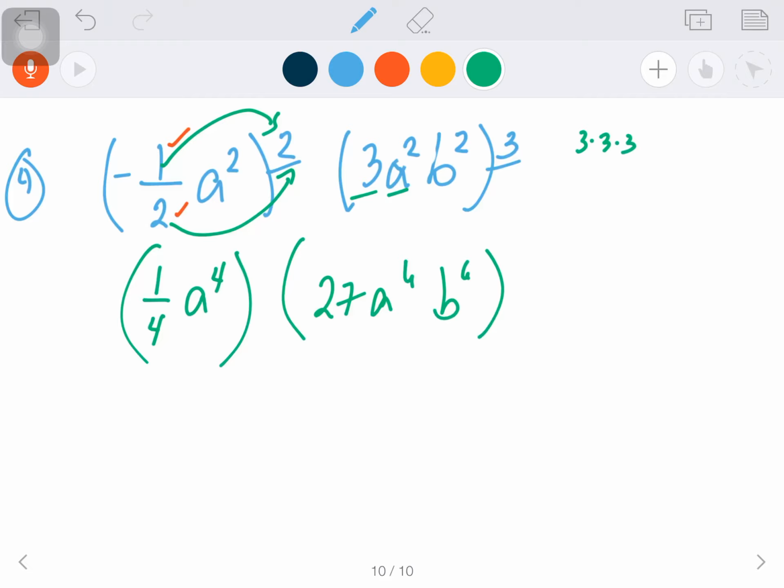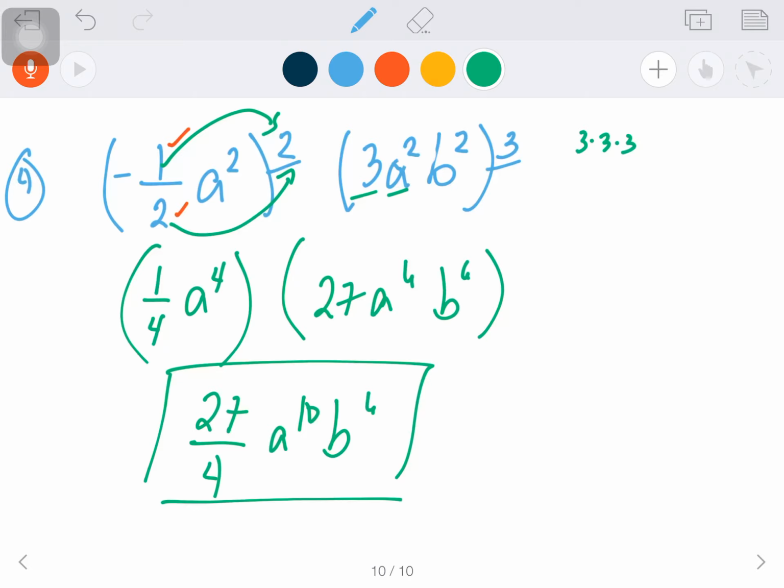So 1/4 times 27 will become 27 over 4, which you cannot reduce to lowest term, therefore it's 27 over 4. a to the 4th times a to the 6th is a to the 10th. And since we don't have any factor to multiply with b to the 6th, simply copy b to the 6th. Final answer is 27 over 4, a to the 10th, b to the 6th.